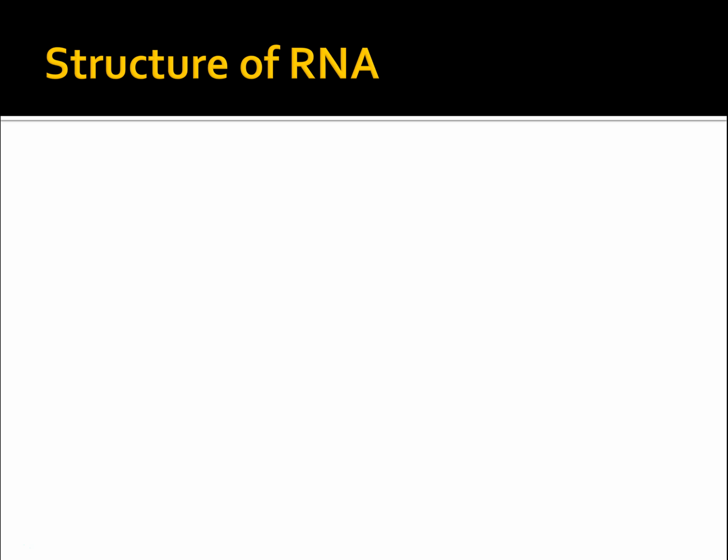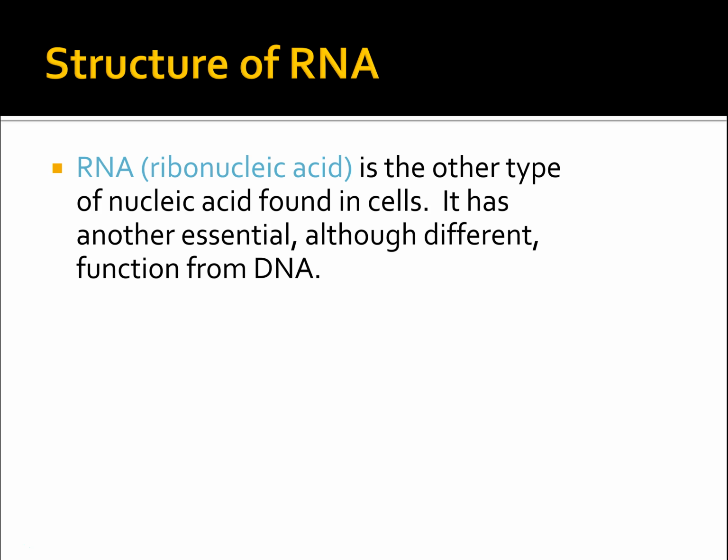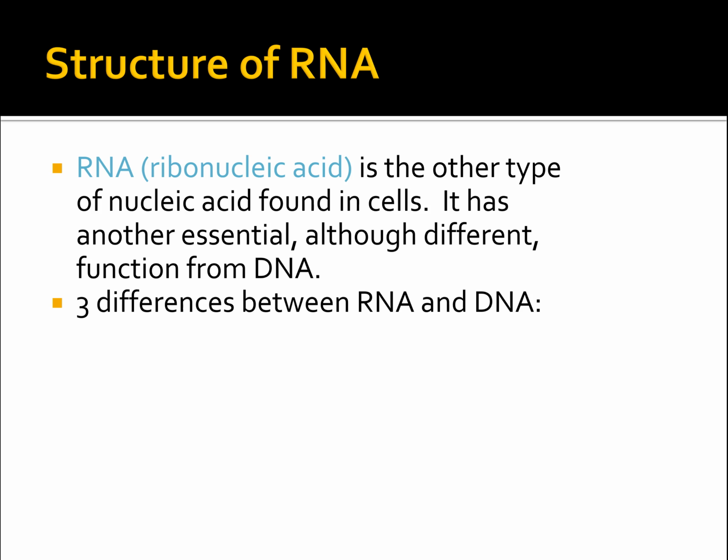So first, let's talk about the structure of RNA. RNA stands for ribonucleic acid, and it's the other type of nucleic acid found in cells. It has another essential, although different, function from DNA. There are three differences between RNA and DNA. First, RNA is single-stranded. Whereas DNA was double-stranded in that double helix, RNA is just a single strand of bases.